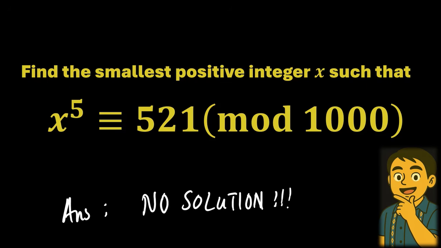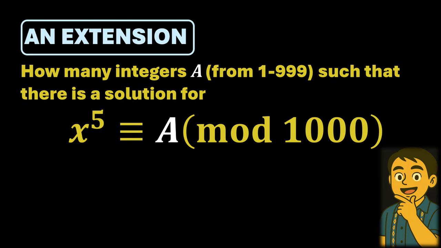After we've shown that there is no such x such that x to the power 5 equals 521, we may generalize it and change the 521 to a and ask this: how many integers a from 1 to 999 are there such that there is a solution for this equation? You may find it and write the answer in the comment.